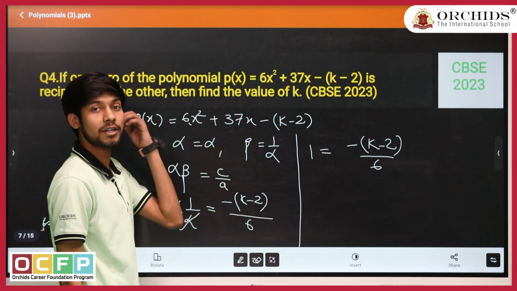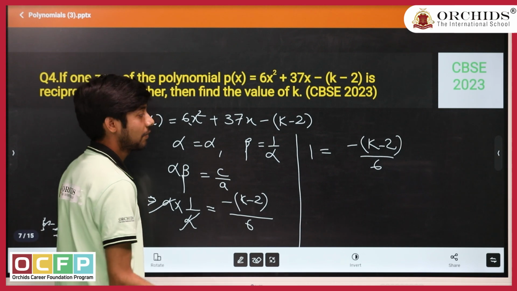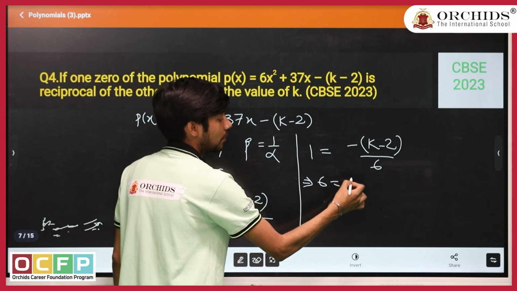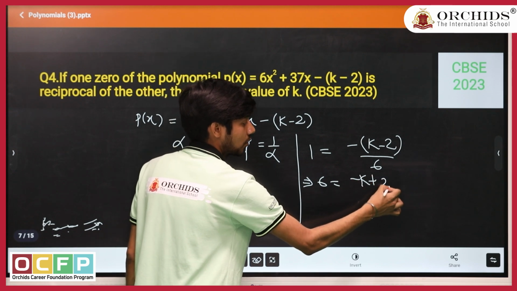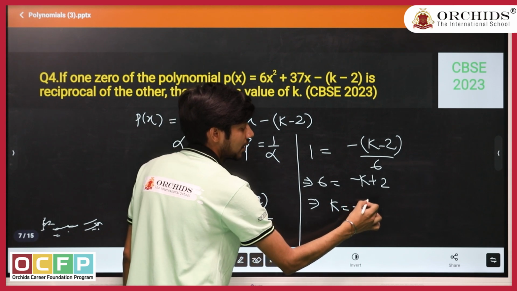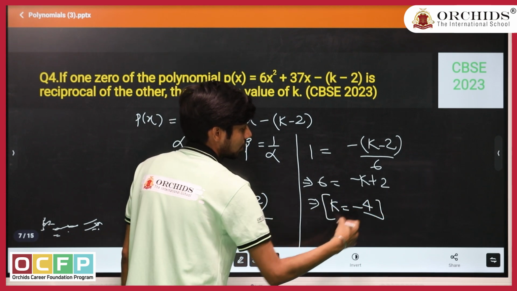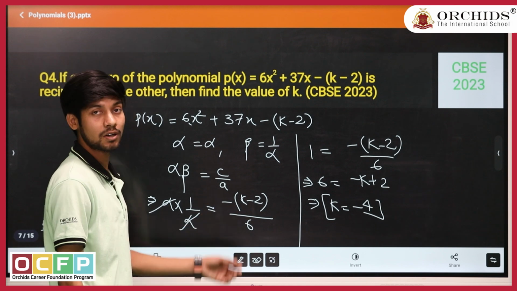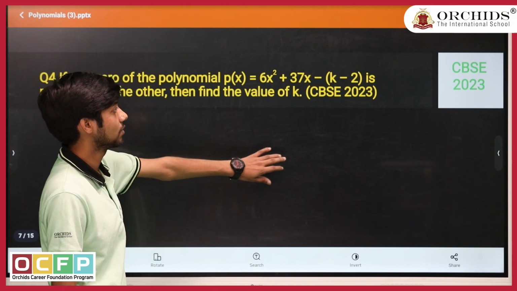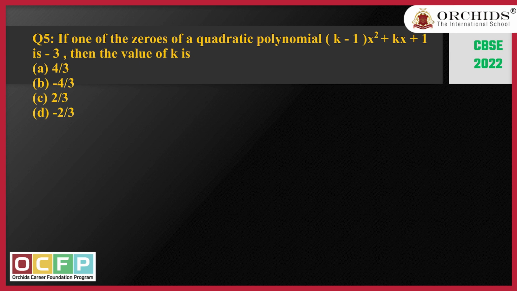This is nothing but a linear equation in one variable, just simplify it. Cross multiplication, 6 into 1, 6 is equal to −k + 2. And if we solve it, we'll get k is equal to −4. It's very easy now. Let's move with the next question that was asked in CBSE Board 2022.